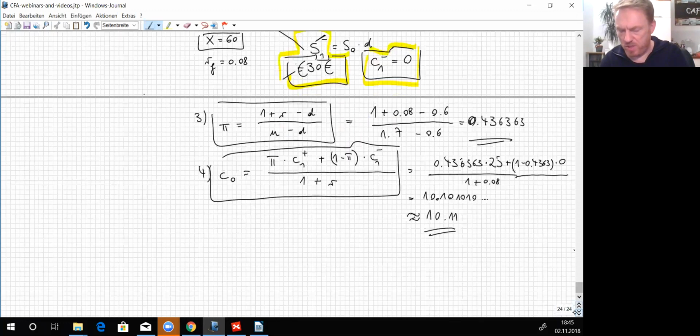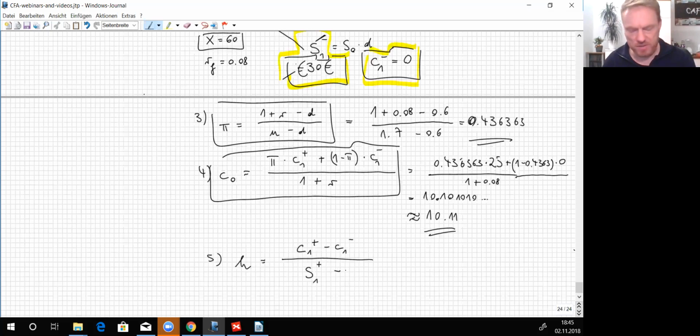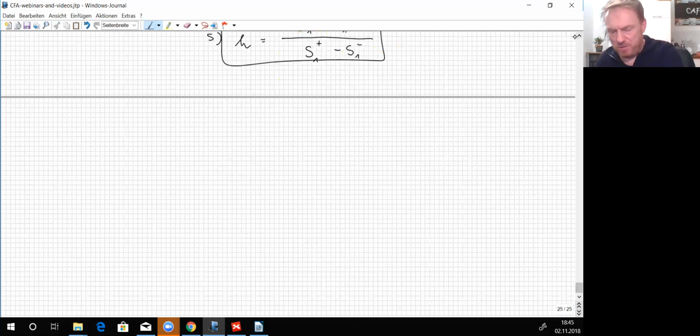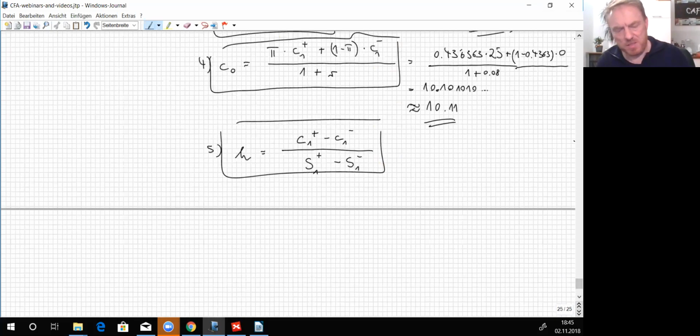So H, we denote it by H, is a fraction. And the numerator consists of C1 plus minus C1 minus, divided by the denominator S1 plus minus S1 minus.